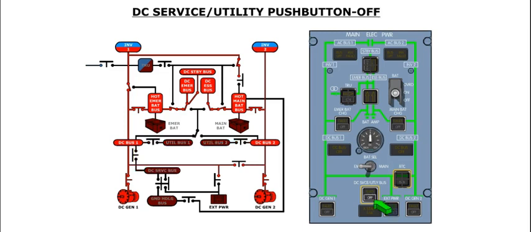Release of the push button out disconnects the DC service bus and both utility buses from the main DC bus. The off caption illuminates when the buses are disconnected.